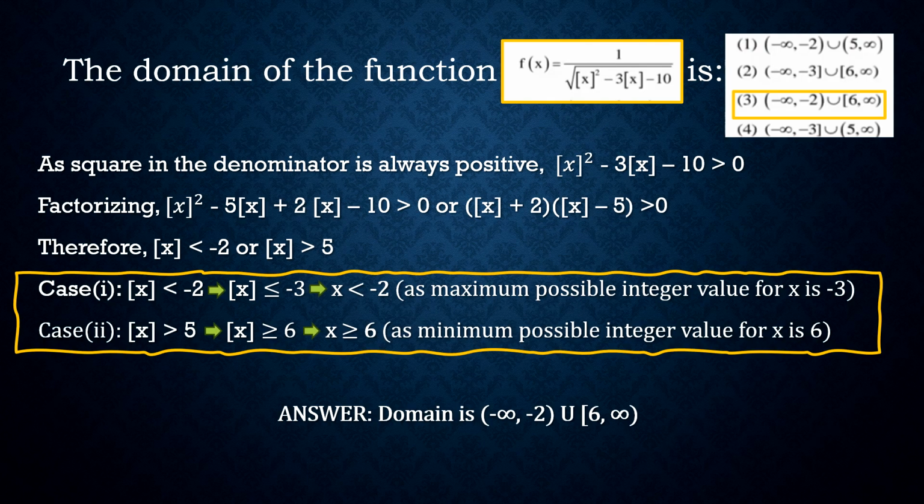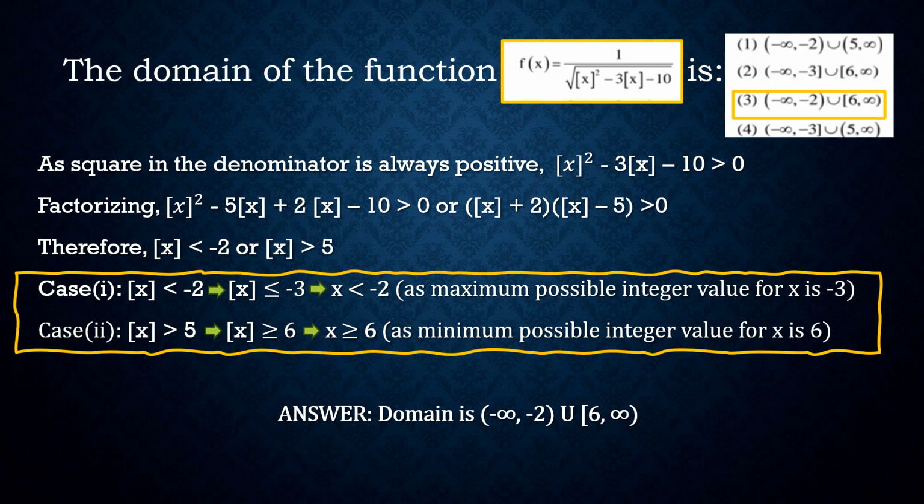So we start with the example in which we have to find the domain of the given function. 4 options are given, so it might be confusing. First of all, in the denominator you have a square root, so it should always be non-negative, but it cannot be 0 also, because in the denominator you cannot have 0. So strictly, the denominator, that means [x]² − 3[x] − 10, should be greater than 0.